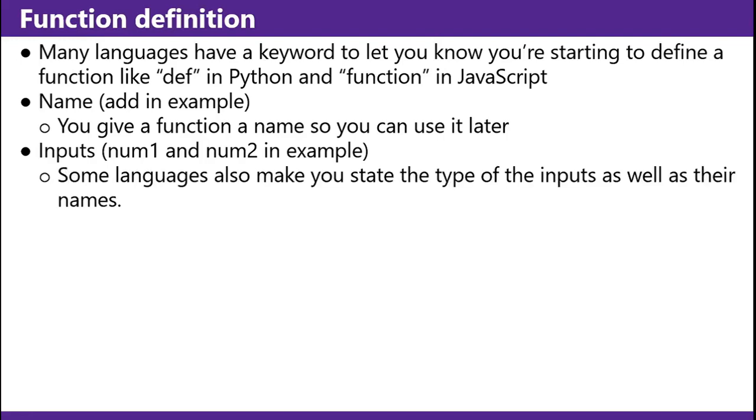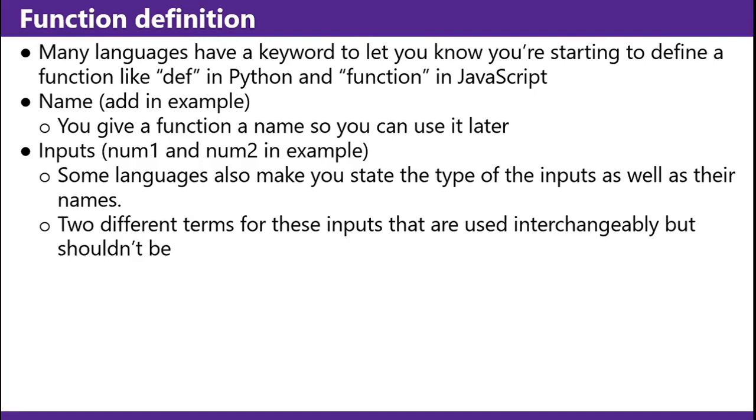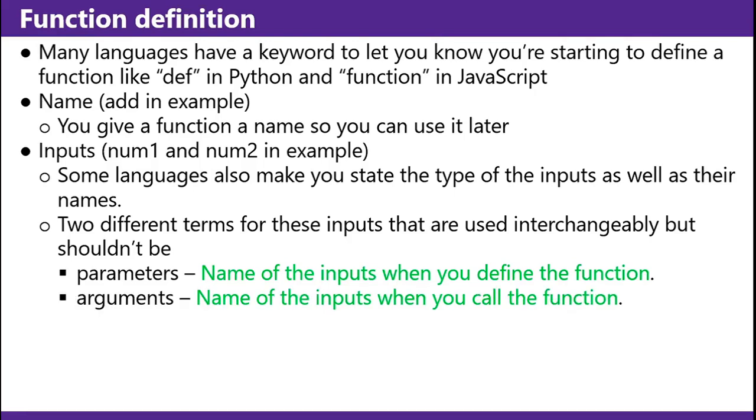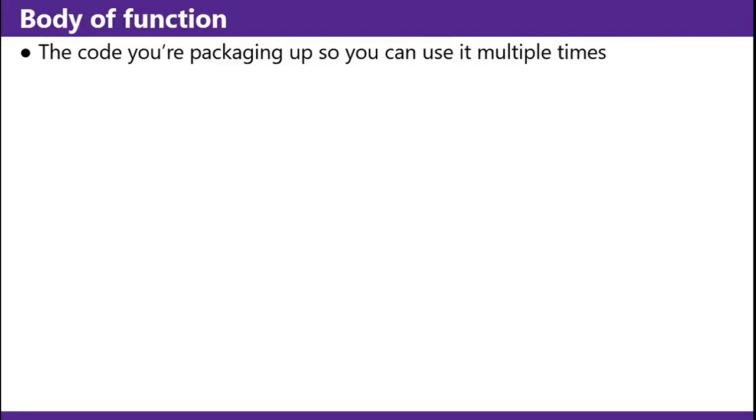Some languages also make you state the type of the inputs as well as their names. Two different terms for these inputs that are used interchangeably but shouldn't be. Parameters are the name of the inputs when you define the function, and arguments are the name of the inputs when you call the function. Body of a function, the code you're packaging up so you can use it multiple times.